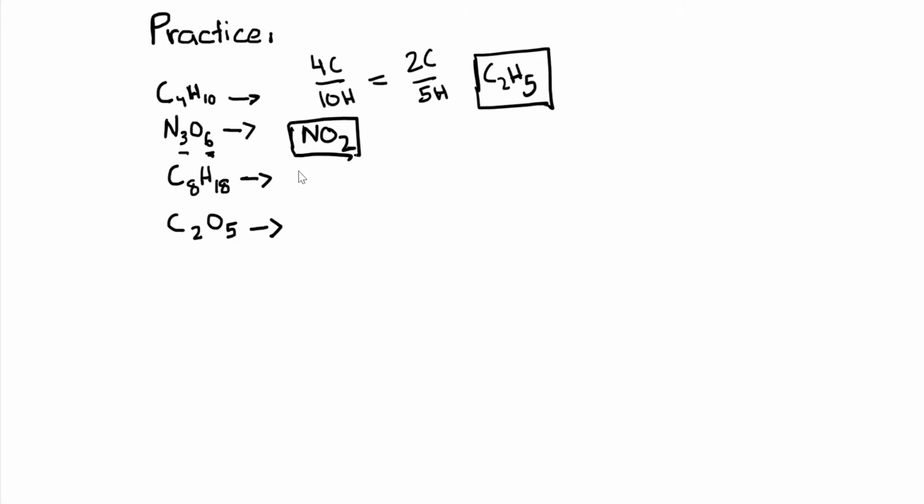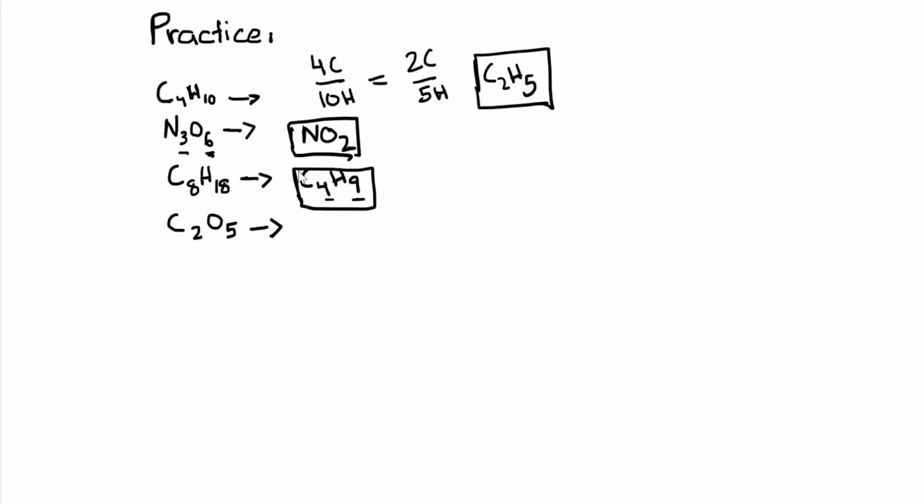All right, for this one, you have 8 carbons and 18 hydrogens. The first thing you can see is that they're both divisible by 2, right? So if you divide both by 2, you get C4H9. And 4 and 9 actually don't have any numbers that you can divide into that will produce whole numbers. So this is going to be the simplest formula. This is going to be the empirical formula.